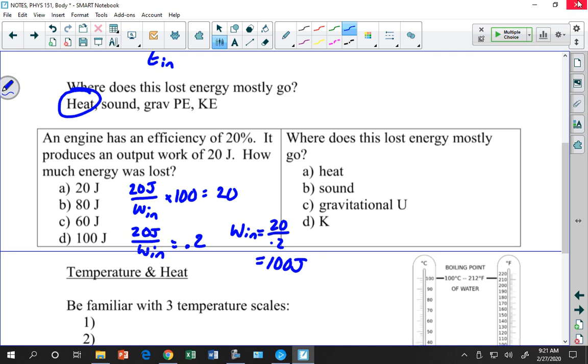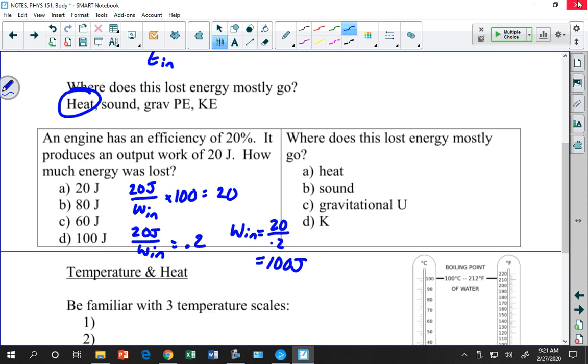So this is my equation. Work out over work in times 100 is equal to 20. I divide both sides by 100, so I get 0.2. Then I solve for W_in, that's going to be 20 divided by 0.2. You can cross multiply here and then divide both sides by 0.2. And 20 divided by 0.2 is equal to 100. Okay, so I started with 100 joules, but I'm ending up with only 20 joules. And so that means that I've lost 80 joules.